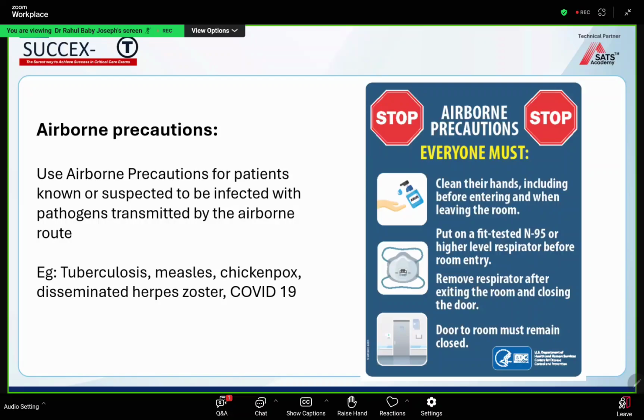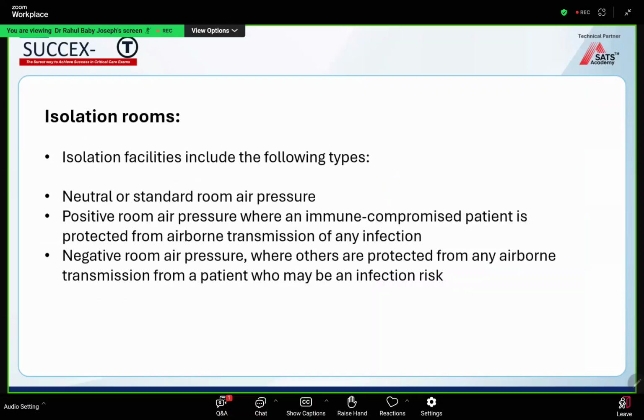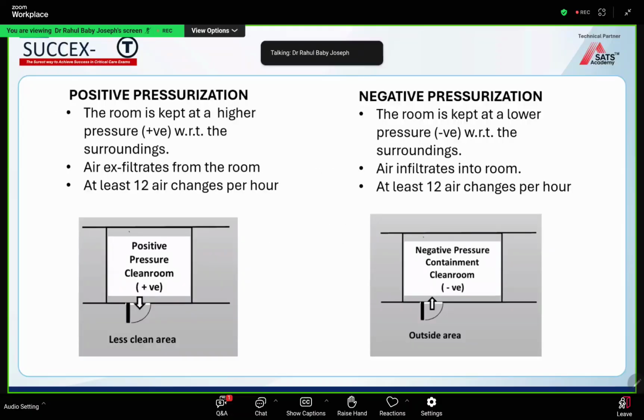COVID-19, I said in both because in regular routine care of COVID-19, you can actually take droplet precautions with mask and general PPE. When you are performing an aerosol generating procedure, you can go for airborne precautions and negative pressure isolation rooms. So isolation facilities, depending on the pressurization, can be divided into neutral pressure, positive pressure, and negative pressure. So positive pressurization, where the pressure inside the room is positive with respect to the surroundings.